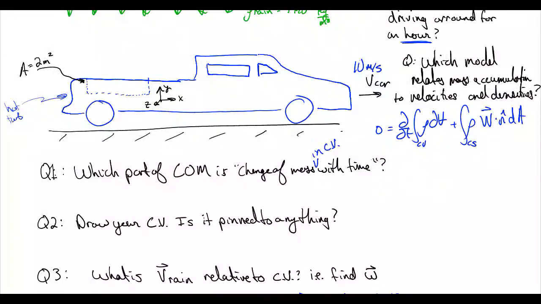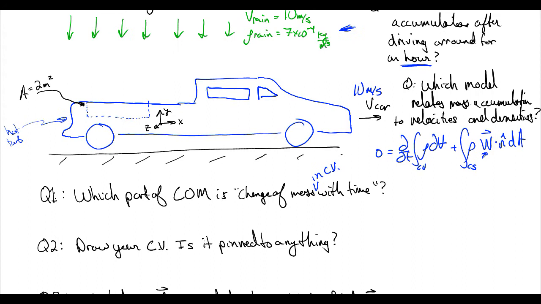Right here we have d dt of the integral of rho dV is equal to the integral over the control surface of rho w dotted into n hat dA. Remember, w is the velocity of the rain relative to our control volume.